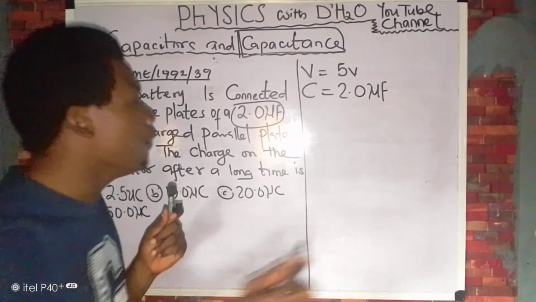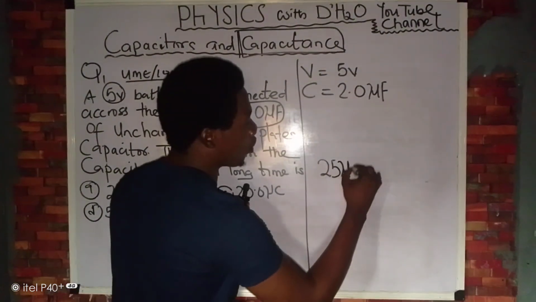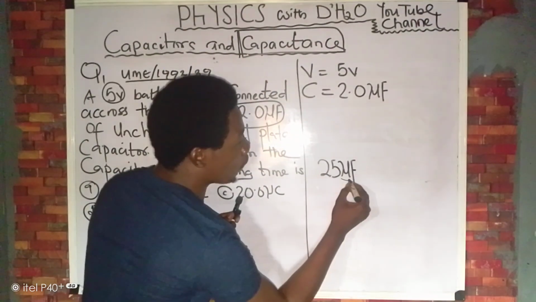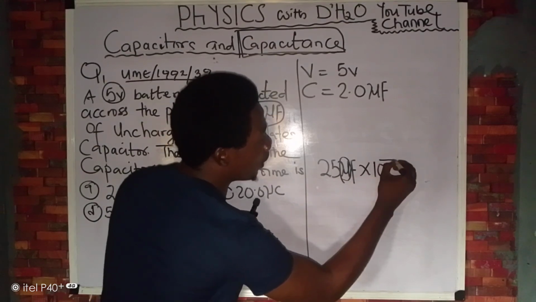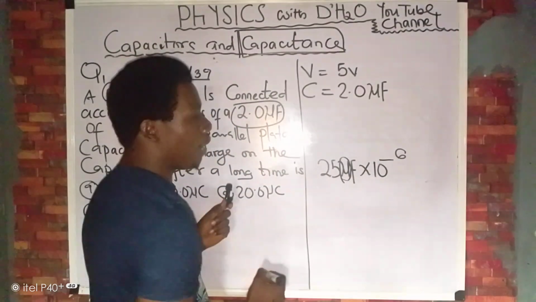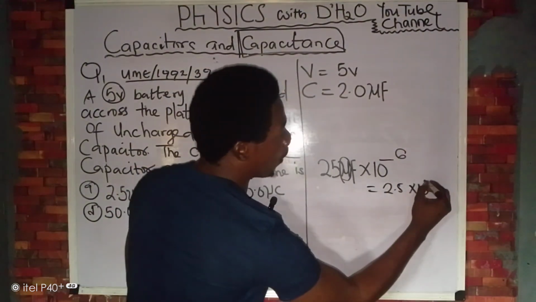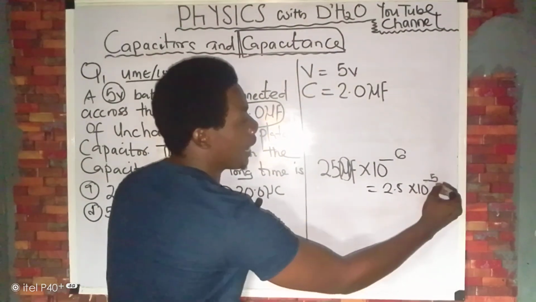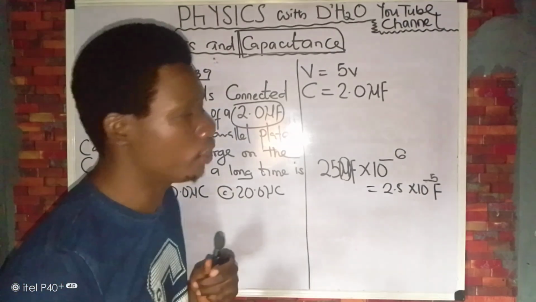For instance, if we have a capacitance of 25 microfarad, how do you convert this? Because of this micro, you will multiply it by 10 raised to the power of what? Minus 6. And when that is done, you will have 2.5 times 10 raised to the power of minus 5. It is no longer in microfarad, it's now in what? In farad.